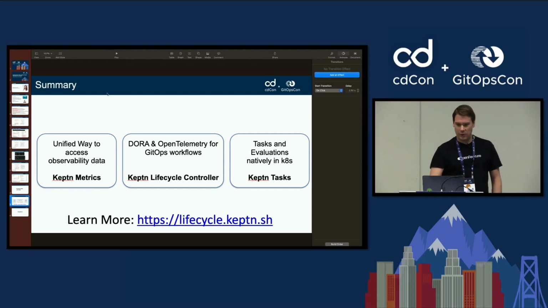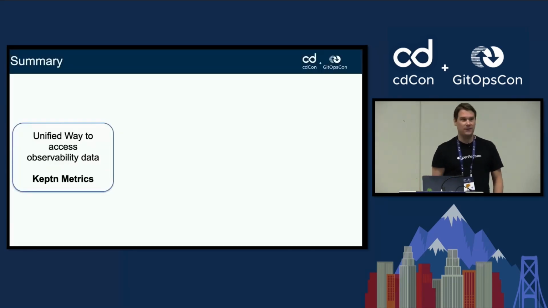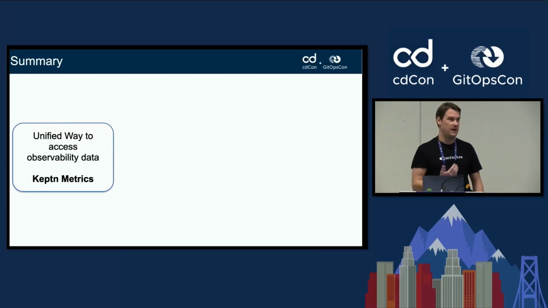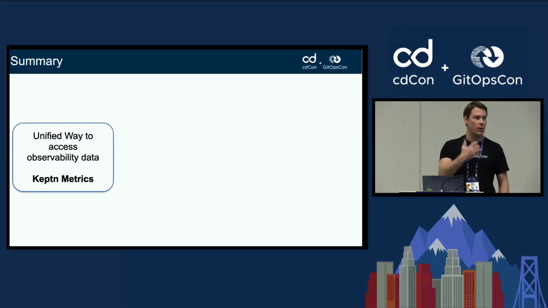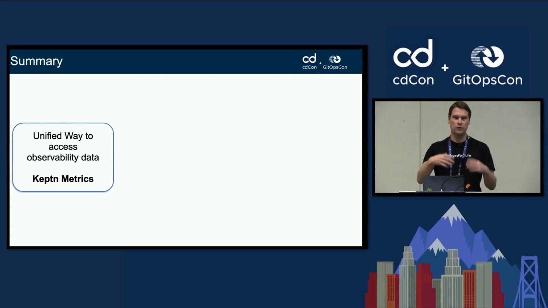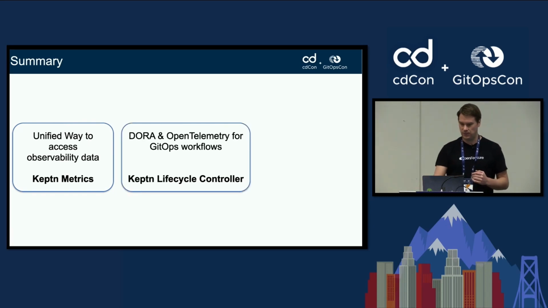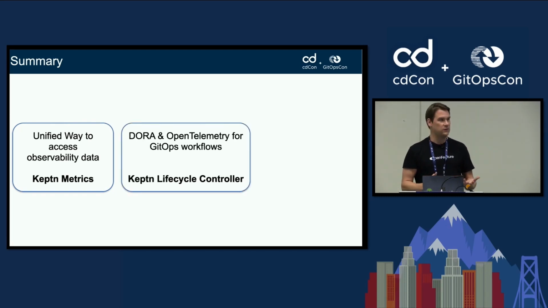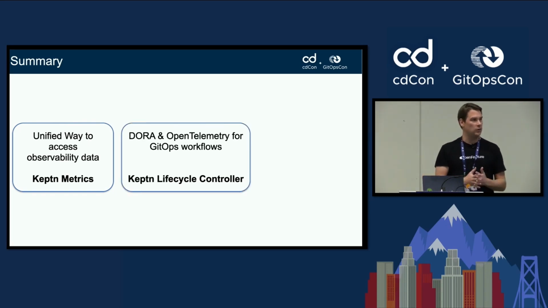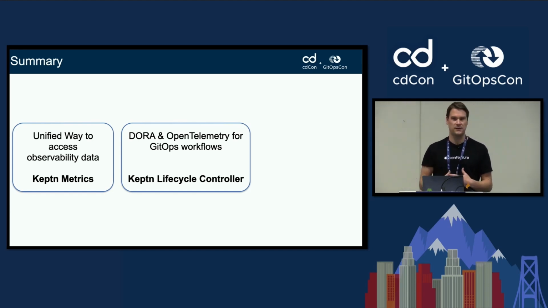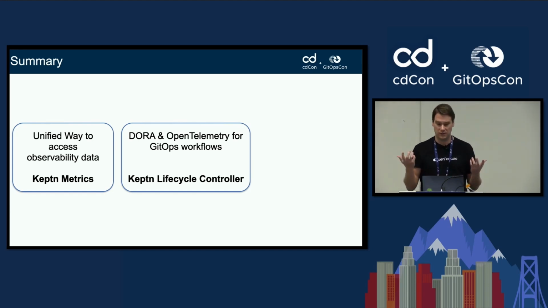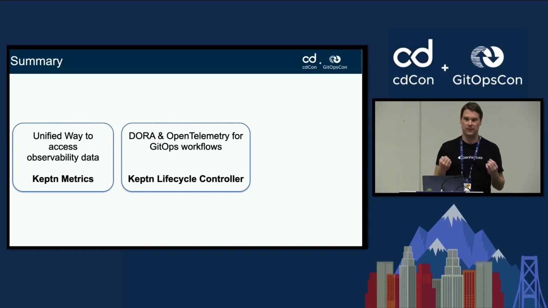So in summary, the three big capabilities are a unified way to access observability data. They're the Captain metrics. So no matter where you're coming from, what tools your metrics come from, that's the Captain metric server. As you saw, all of this is generating DORA metrics and OpenTelemetry traces, quote unquote, out of the box. That's the Lifecycle Toolkit. That is what's wrapping your deployment.